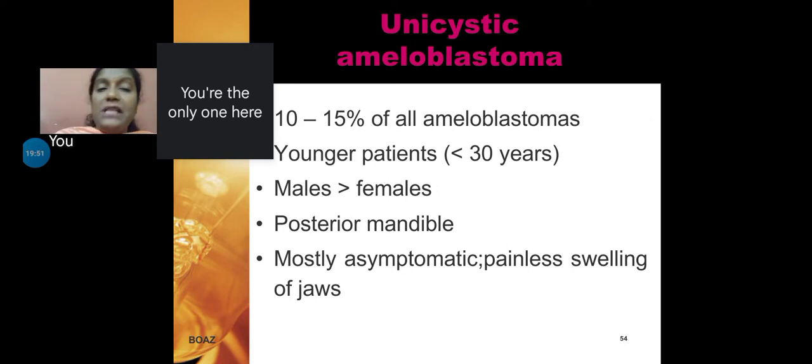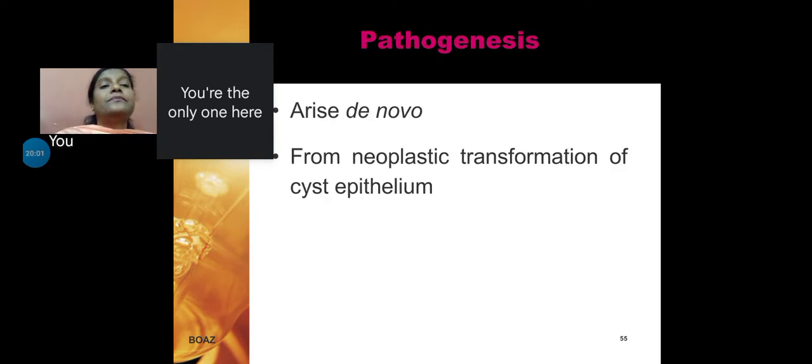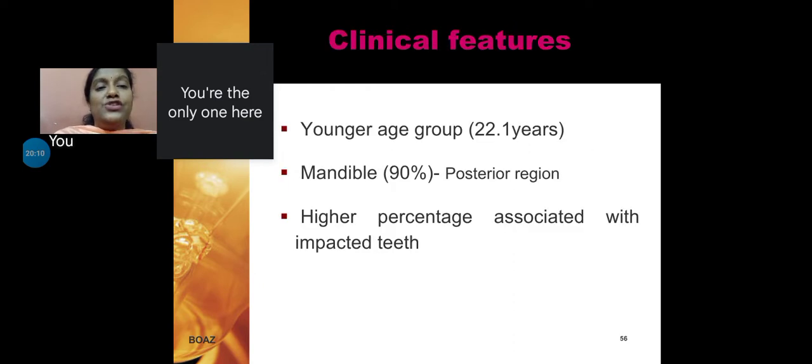Clinical features remain the same because it is again the same benign type of odontogenic tumor, that is painless swelling and mostly asymptomatic. Pathogenesis: it arises de novo, or it can arise from the lining of a cystic epithelium such as dentigerous cyst that I've already mentioned. Clinical features, younger age group, as I mentioned, more common in the second decade of life. Mandible, almost 90% of the cases tend to occur in the posterior part of the mandible.